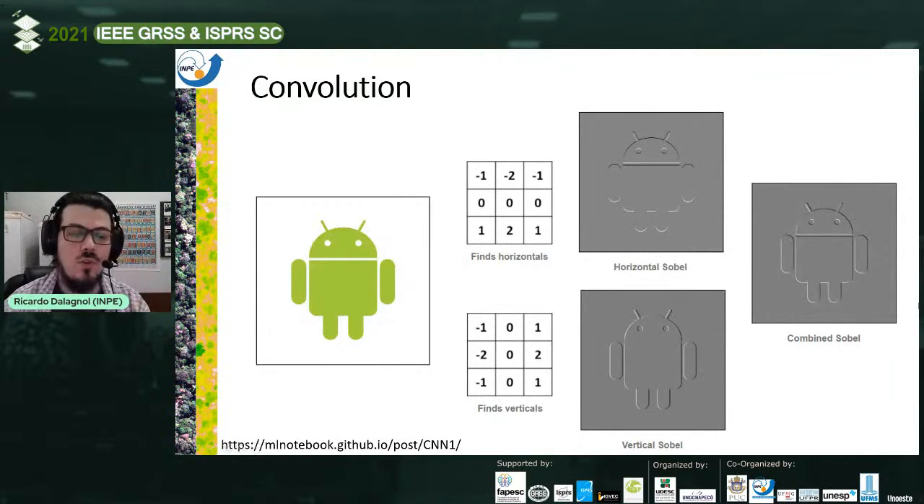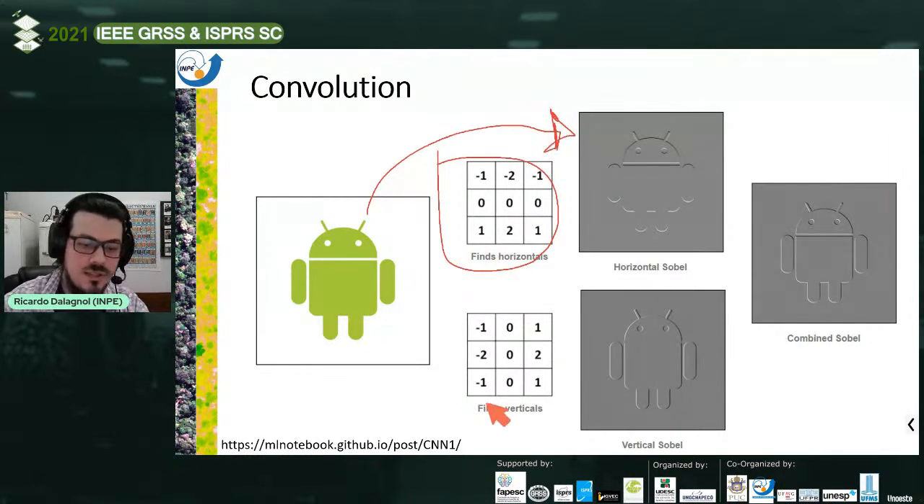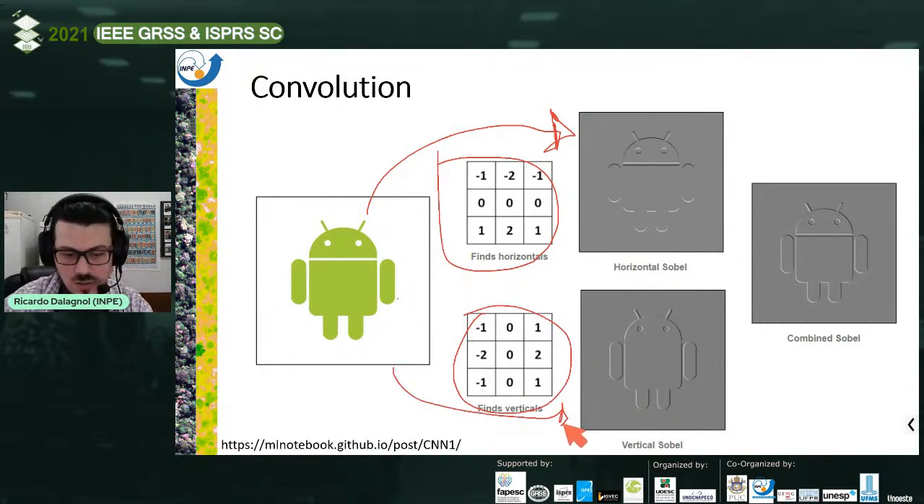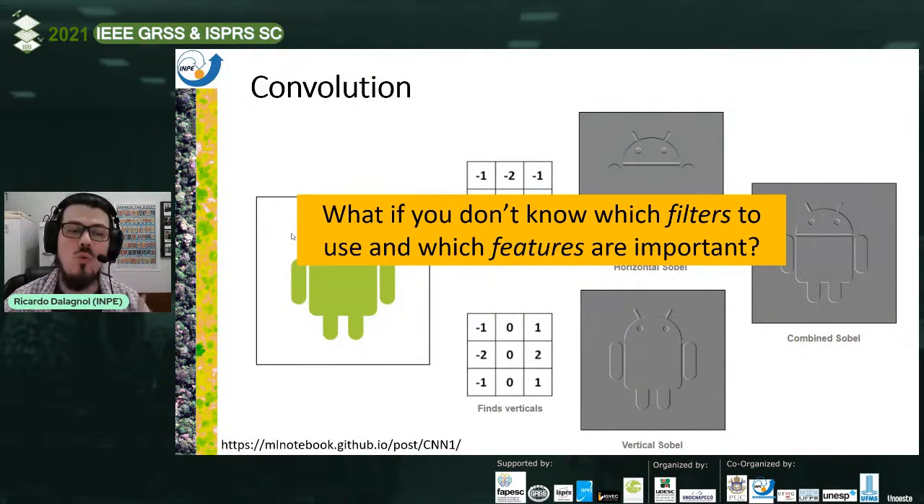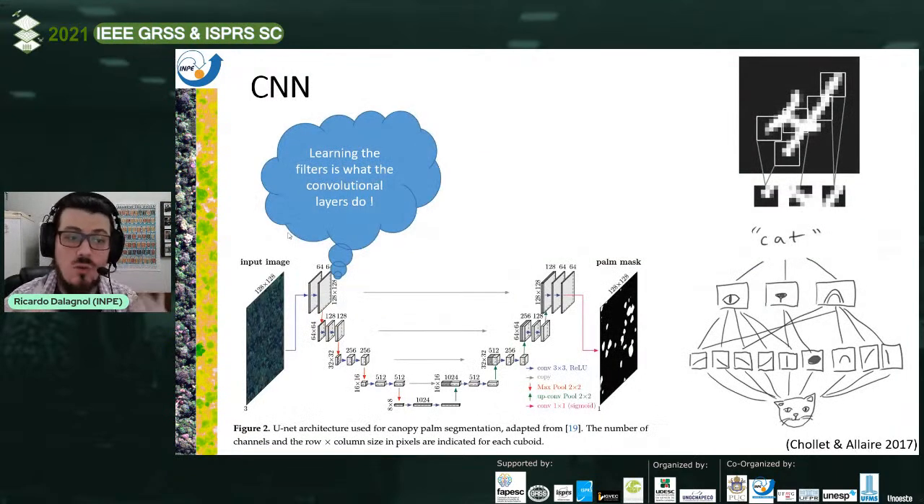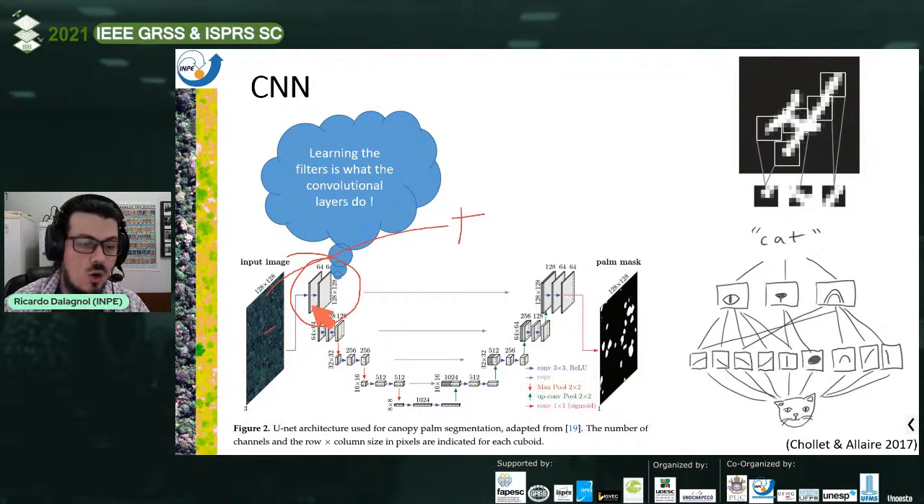With the convolution, you can use a simple filter. This filter finds the horizontal patterns, this filter finds the vertical patterns. So you get all the horizontals, you get all the verticals. If you combine these two things, you get, for example, this robot represented here. But if you don't know which filters you should use, which features of the image, which bands are important, what the convolutional layers do is learn the filters. We don't specify the filters, the network learns the filters. This is the beauty of these models. They learn how to represent the texture of this image, the context of this image.